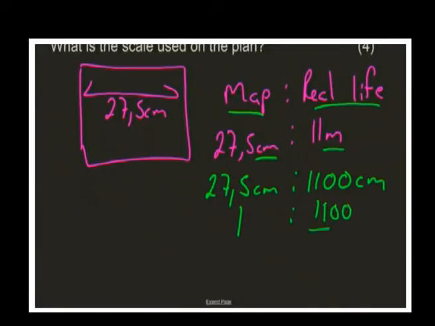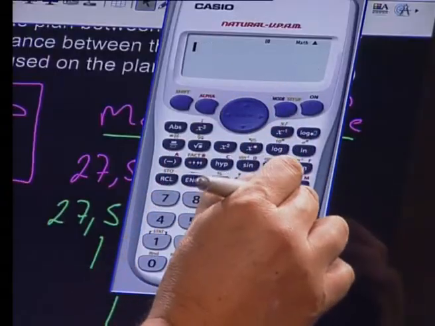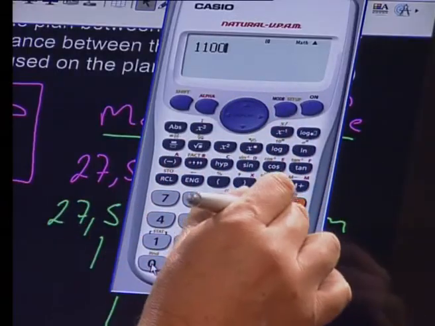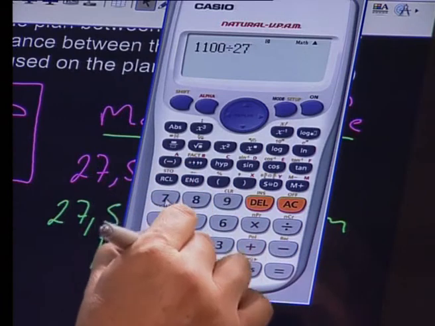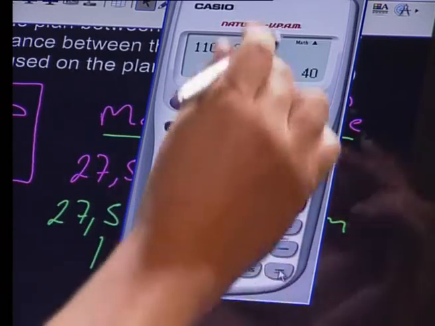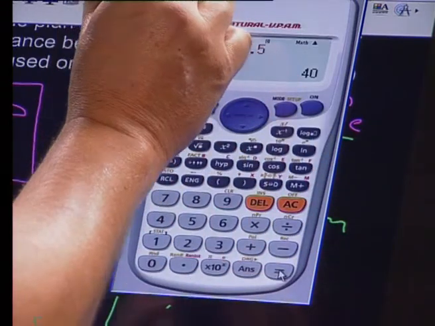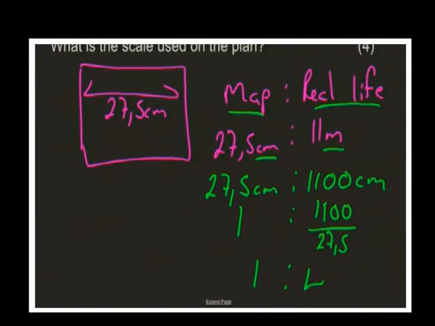So this is what we're going to do. We've got 1100 divided by 27.5, and our scale is going to be, and let's do that, 1100 divided by 27.5 equals, and we get 40. And that's a lovely scale to work with. So in other words, 1 unit on our scale map represents 40 units in real life.